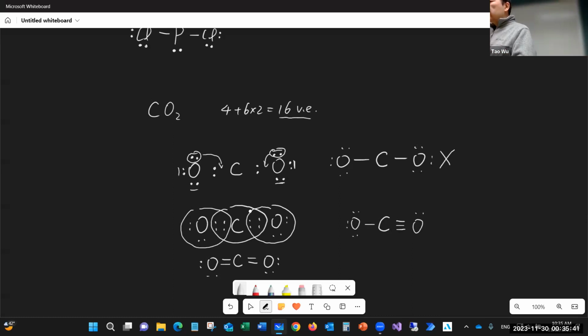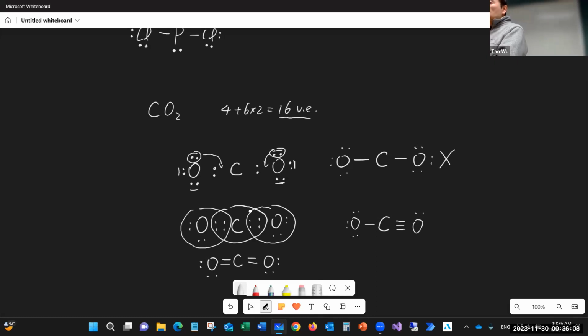This one also follows the octet. But just to let you know, in nature, if a molecule can be symmetric, it will go for symmetric. Later we will talk about a concept called the formal charge, and the formal charge will help us determine which structure is correct or not.